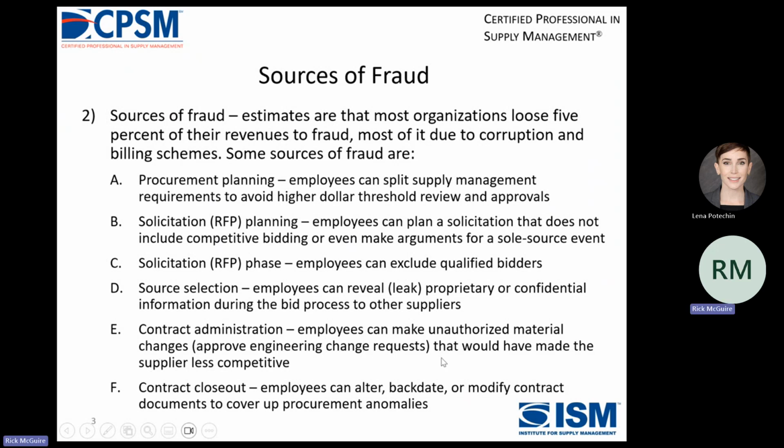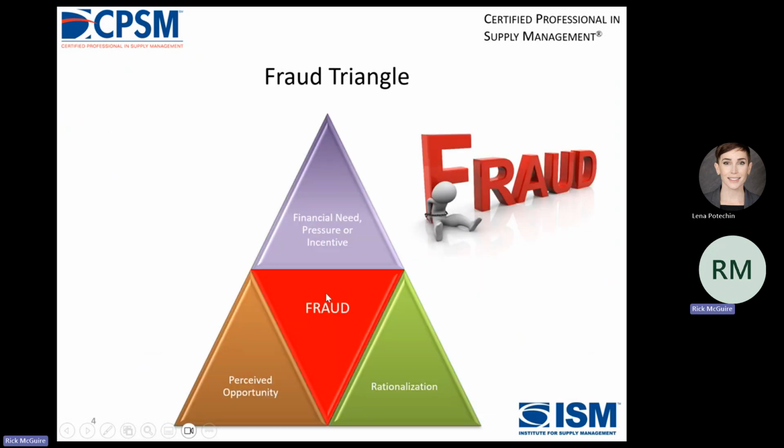Contract administration, employees can make unauthorized material changes. So approve engineering change requests that would make the supplier less competitive. And contract closeout, they can alter, backdate, and modify contract documents to cover up procurement anomalies. Some of the ways that can happen.